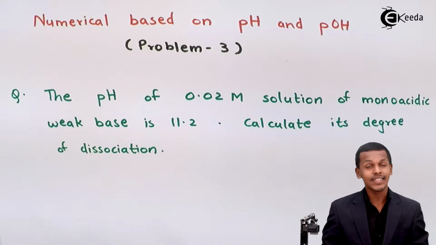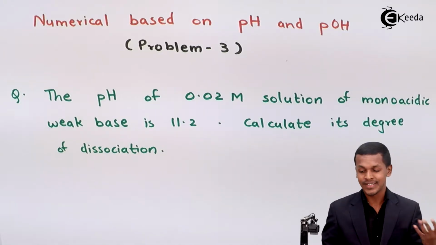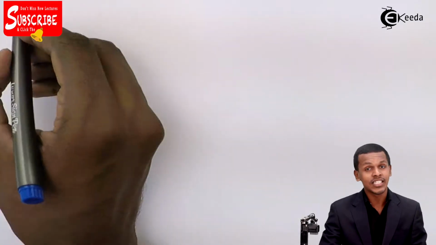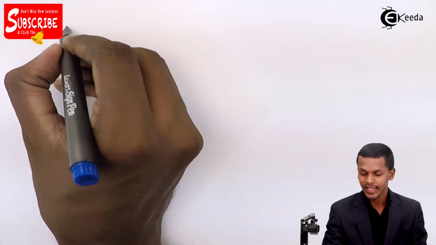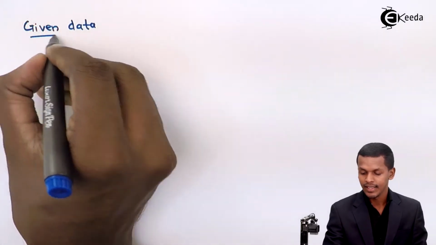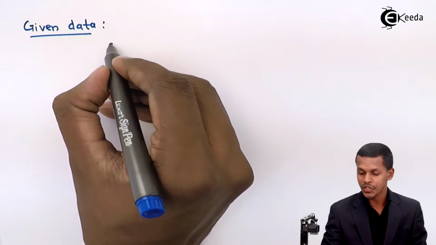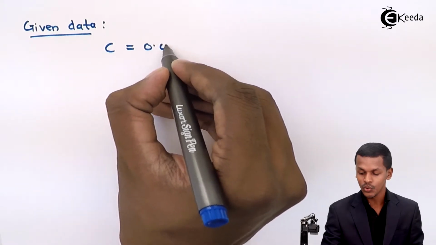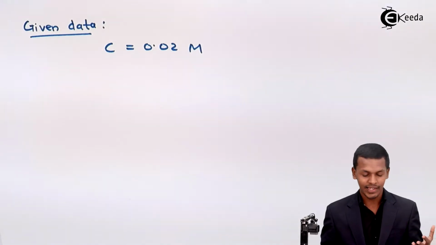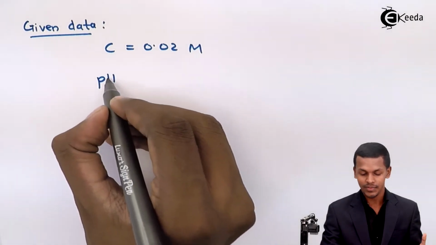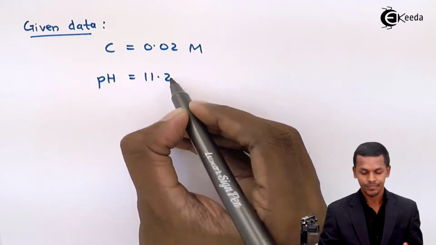So these are the data that have been given in the question. Let us extract the data first. Talking about the concentration, we write it over here as given data. The concentration of the solution is given as 0.02 molar, while the pH is also given for the weak base, and in this case the pH is given as 11.2.